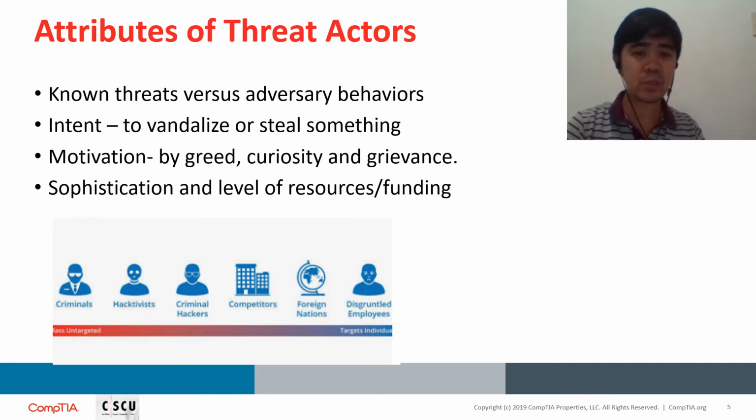We must also consider the sophistication and level of resources that different adversaries might possess. There's what we call an opportunistic attack. It might be launched by simply using tools found on the internet, while a targeted attack might use sophisticated tools with a budget which allocates resources and manpower to achieve its attack.